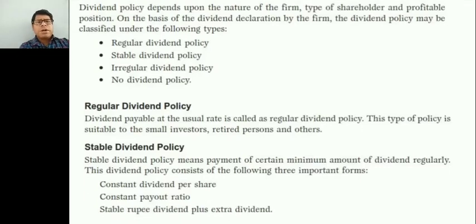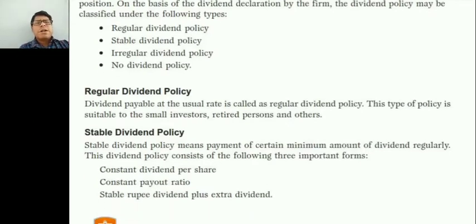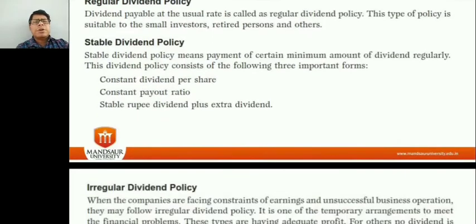Now, the other most important policy is the stable dividend policy. A stable dividend policy says that there must be a minimum amount of dividend which should be paid by the firm or organization on a regular basis. In this stable dividend policy, there is a constant dividend per share and a constant payout ratio. This is the most beneficial dividend policy, known as the stable dividend policy.